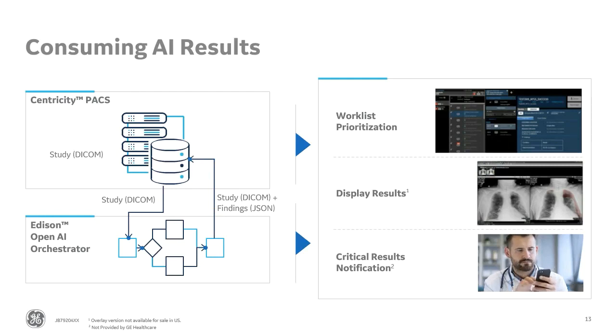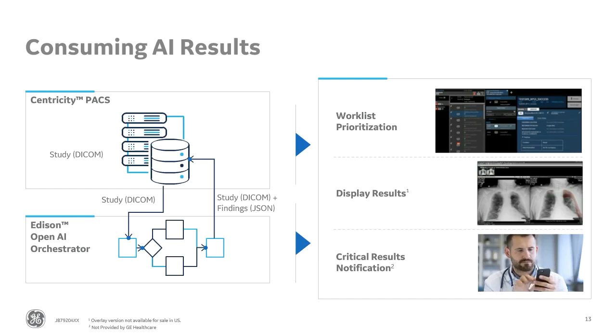And then finally, since the Edison AI orchestrator is an open system, users can configure the workflows to include code that can interact with other hospital systems, such as a paging or notification system. For example, a rule can be written so that if a probability of finding score exceeds some confidence threshold, a text or email could be automatically sent to some member of the care team to alert them.